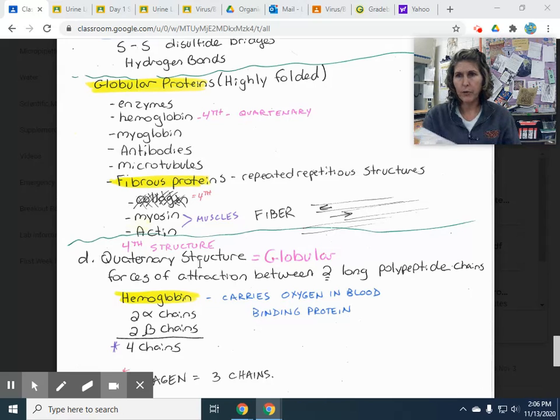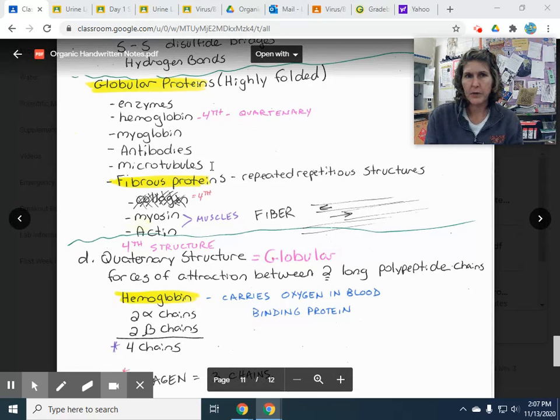Usually it's 2 to 4 of either your betas or your alphas joined together. So for instance, hemoglobin is 2 of your alpha helixes and 2 beta pleated sheets, and they're all joined together in this huge giant globular mess. It is a giant protein. Your collagen can either be a tertiary or quaternary as well.